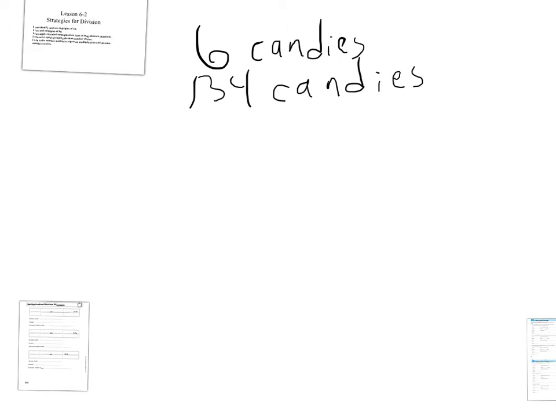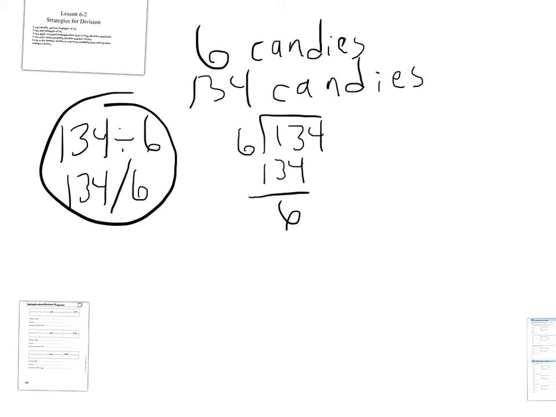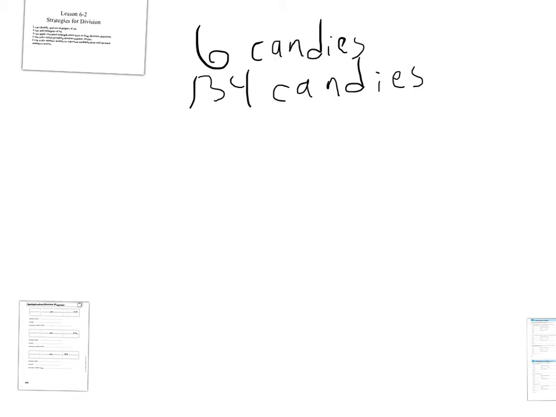So ultimately, what it's asking is 134 divided by 6. There are a few different ways this could look written out. We'll probably use two of these ways mostly this year, so I'm going to erase the others and get them out of the way. Okay, so basically we're doing 134 divided by 6.